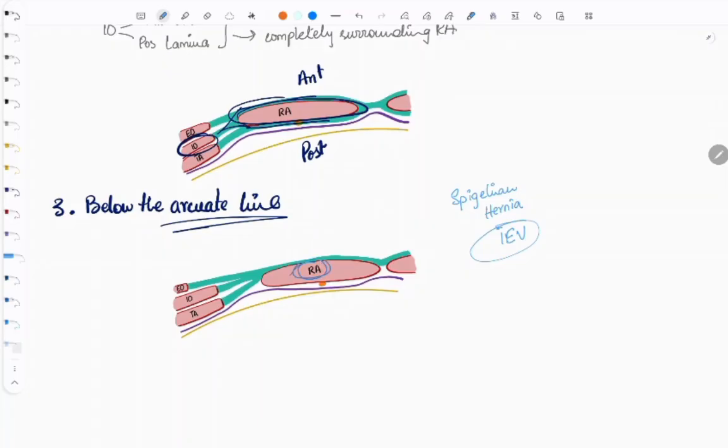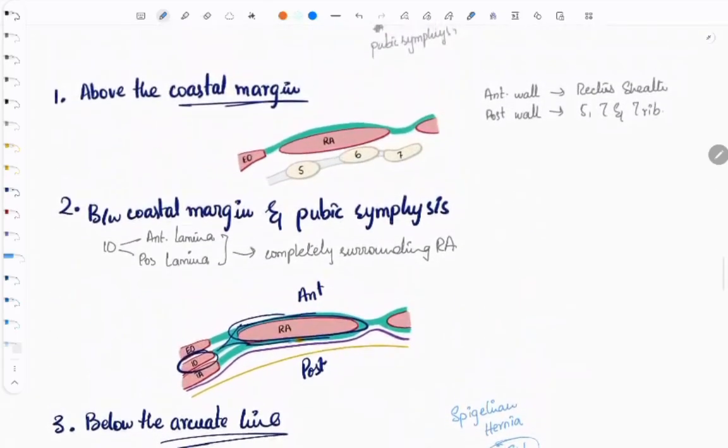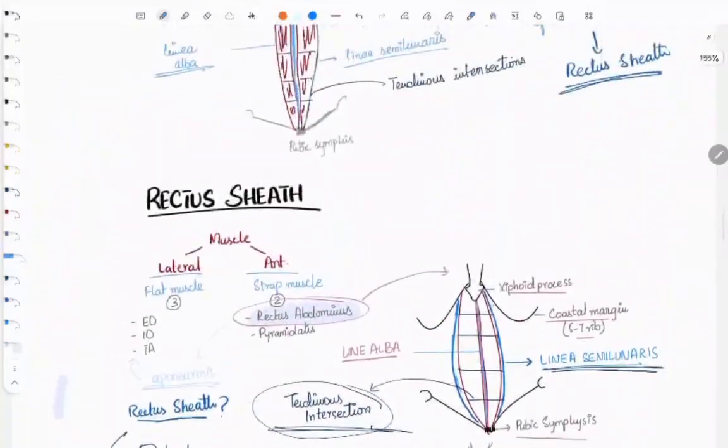the rectus abdominis muscle. So at the level below the arcuate line, the posterior lamina has now moved forward, hence the rectus sheath is present only anteriorly. So that was all about the concept of the rectus sheath.